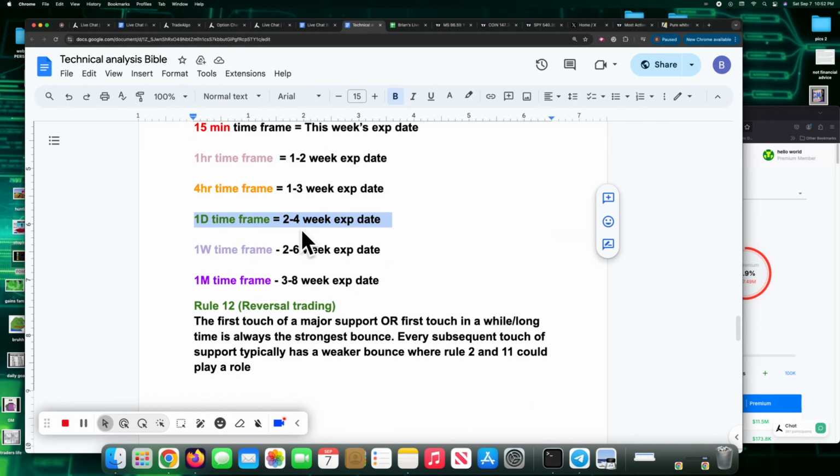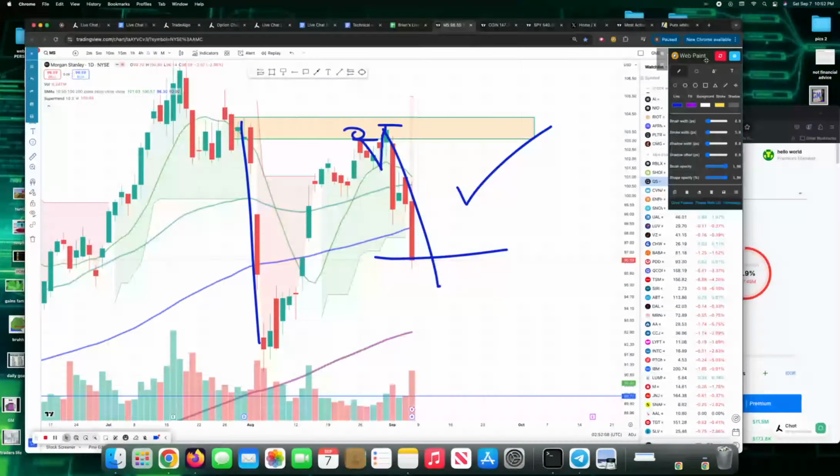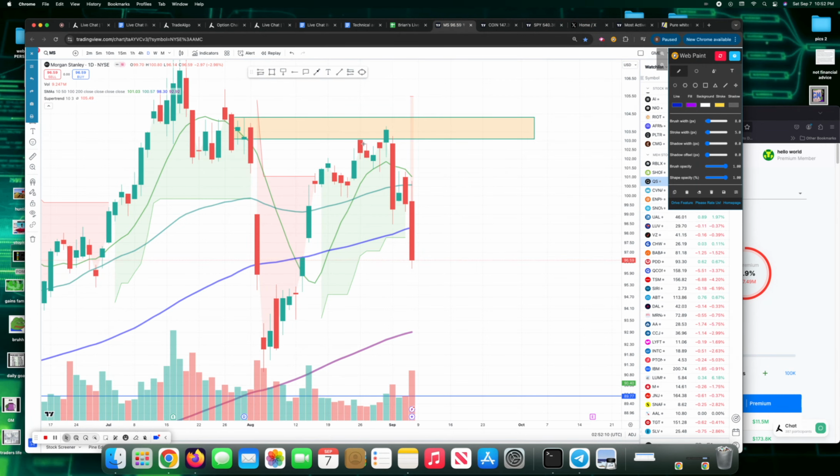Daily time frame, I have to give myself 2 to 4 weeks. Let's see how long it took for that move to manifest. So each of these is 1 day. Monday through Friday are the days that we trade, so we get 5 of these a week. I might have entered here. 1, 2, 3, 4, 5. Entered again. 1, 2, 3, 4. So this one took 2 weeks.